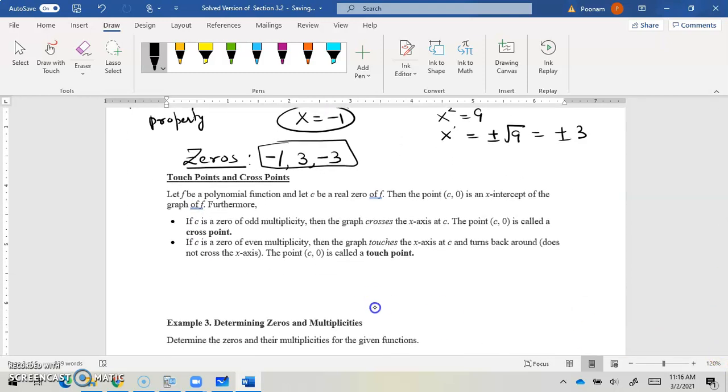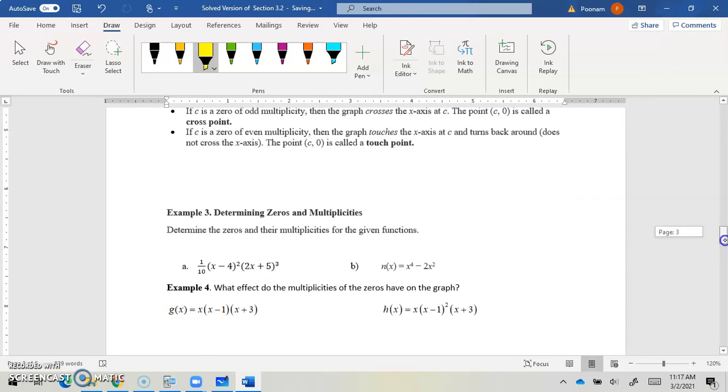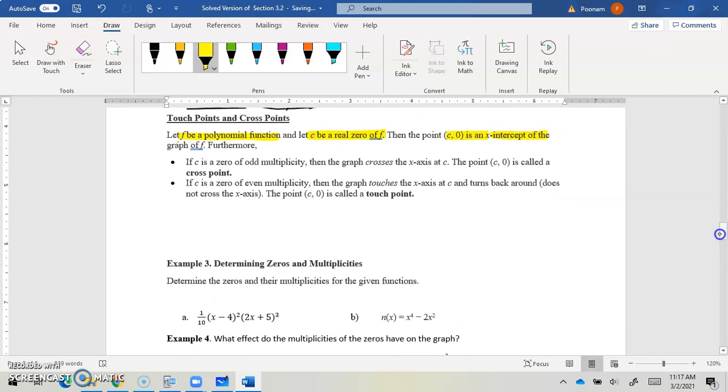Next we have touch points and cross points. Let f be a polynomial function, c be a real zero of the function. Then the point (c, 0) is an x-intercept. We talked about it earlier, right? So the graph of the polynomial function has x-intercepts at the points where we have the zeros of the function. If c has odd multiplicity, then the graph crosses through.